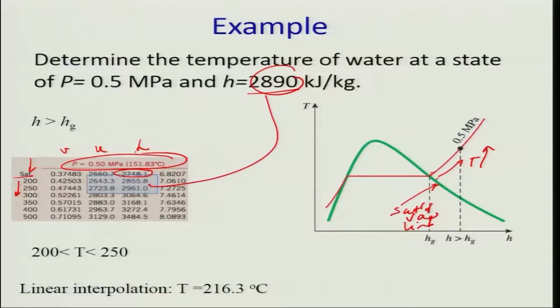So it falls somewhere in between. This is H. So this is more than 2855.8 but less than 2961.0, and it essentially means the temperature of the system is somewhere between 200 and 250. Then you can use linear interpolation to find the temperature, based on your enthalpy values.